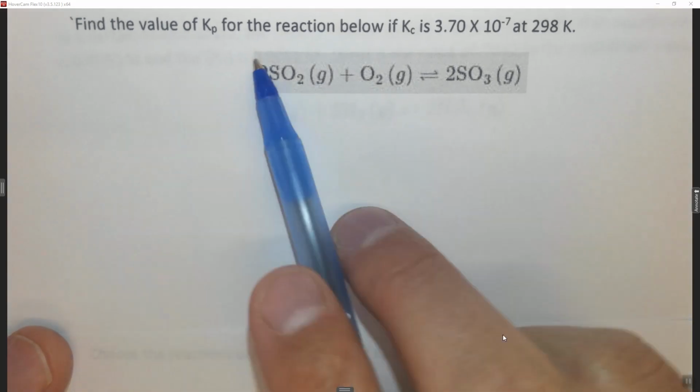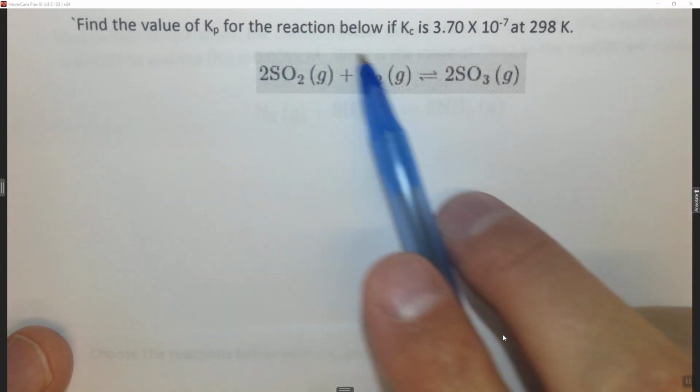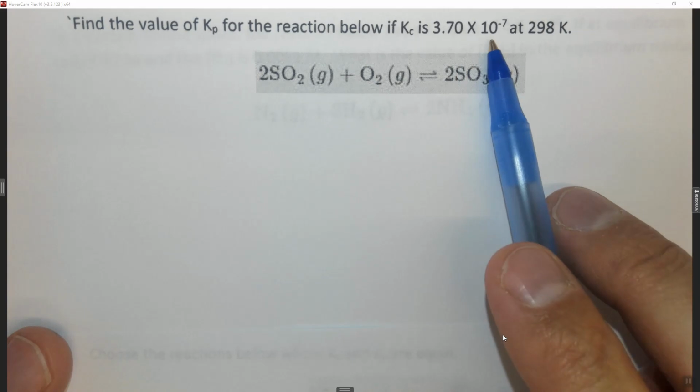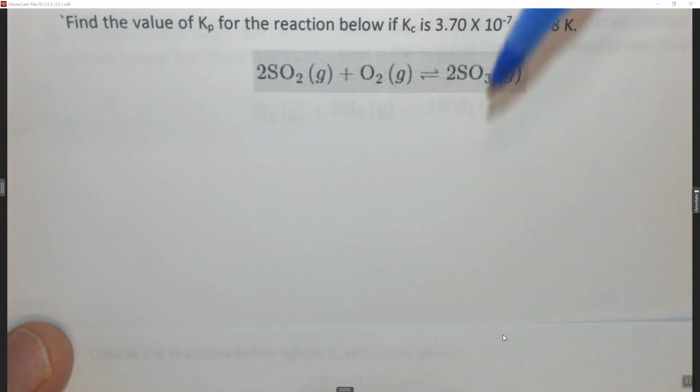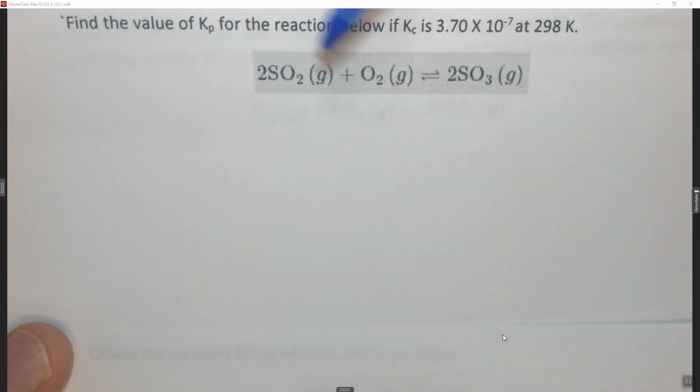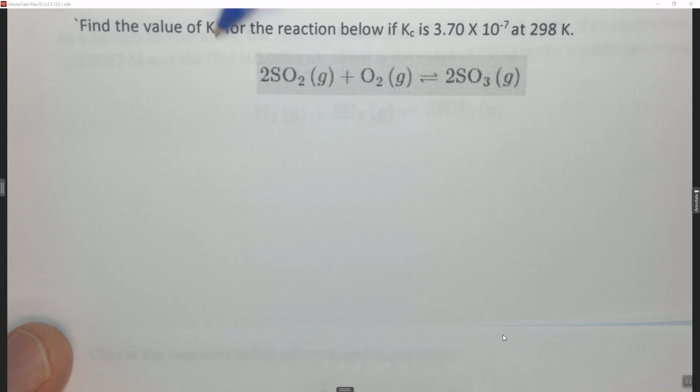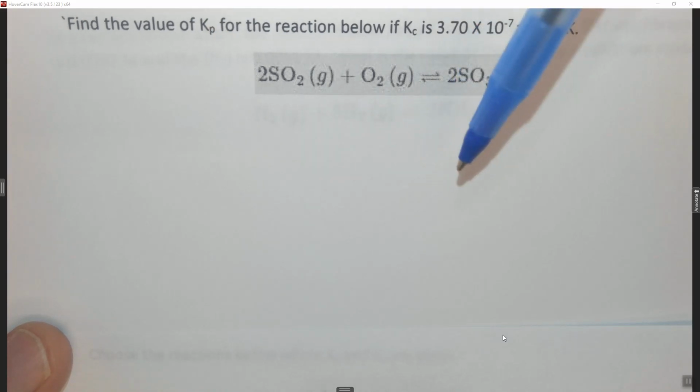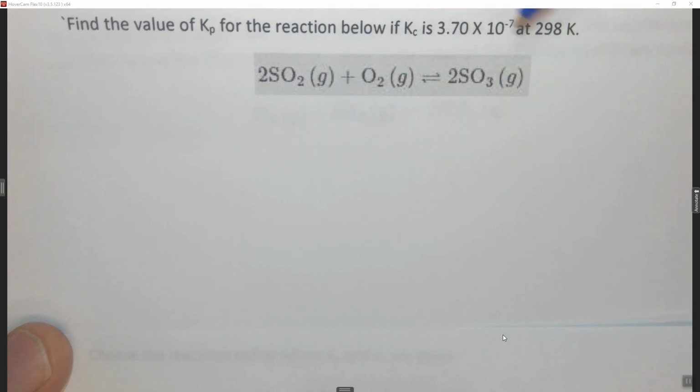The question here says, find the value of Kp for the reaction below if Kc is 3.7 times 10 to the minus 7 at 298 K. And this is actually the same reaction that was used in question 1. But if we look here, Kp is for the units of pressure, which is in atmospheres.